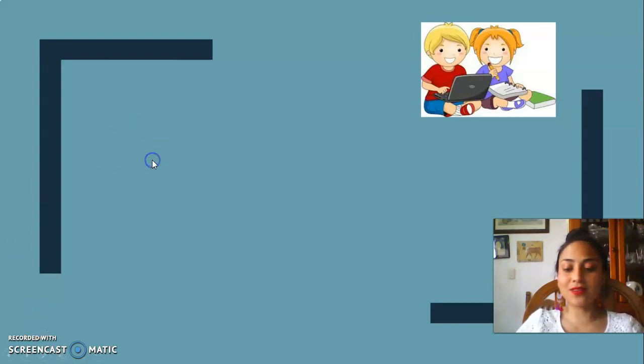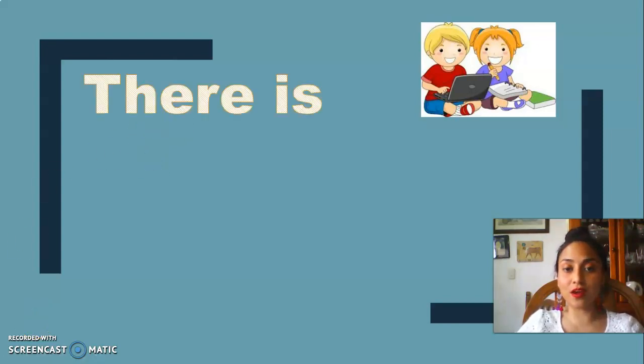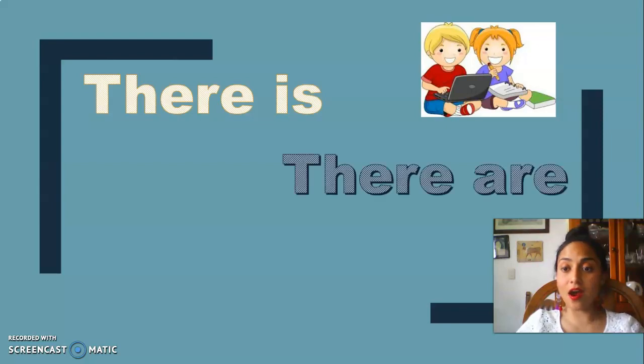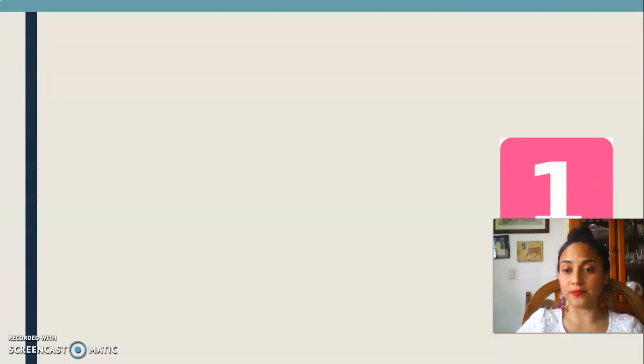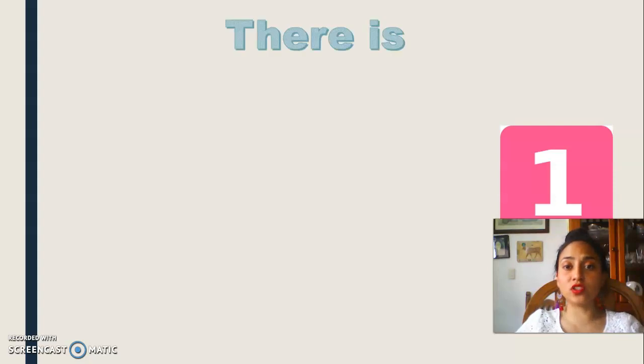Hello class, today we're going to learn the use of there is and there are, que significan el verbo haber en inglés. Esto quiere decir que lo vamos a utilizar cuando queremos decir que hay algo en algún lugar. So let's begin. First we're going to talk about there is.